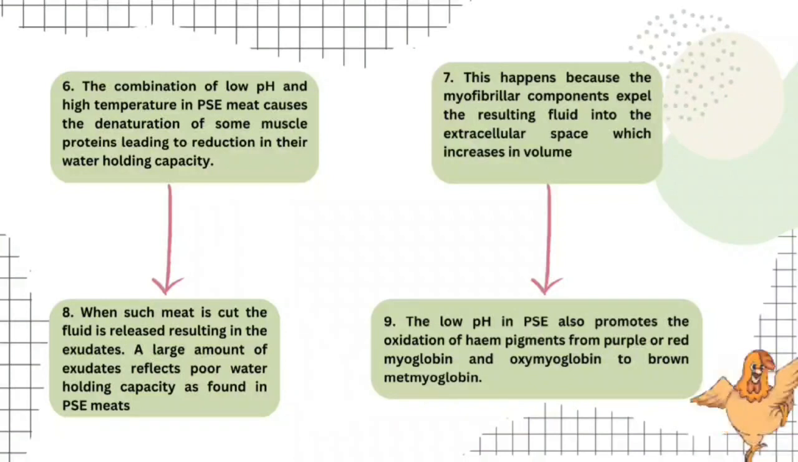The low pH in PSE also promotes the oxidation of heme pigments, from purple or red myoglobin and oxymyoglobin to brown metmyoglobin.